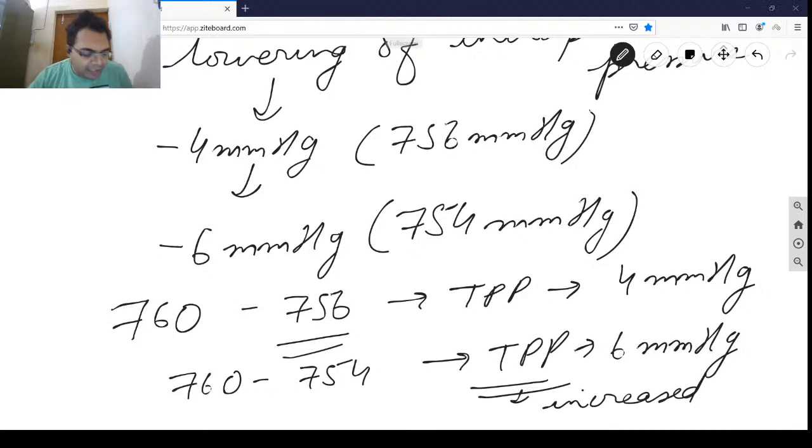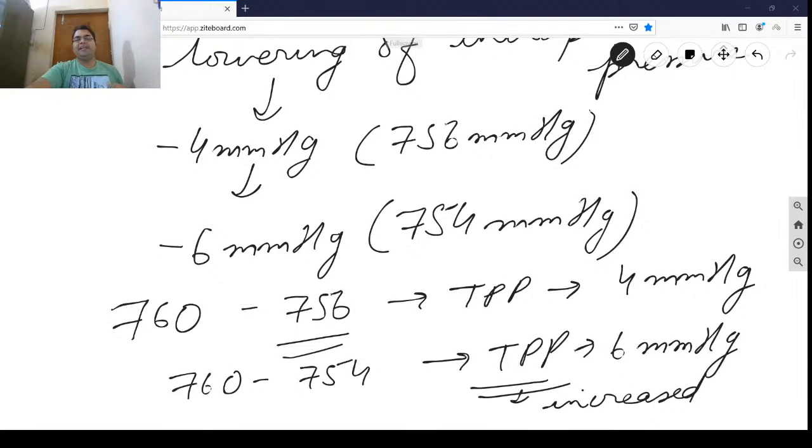Okay. Since TPP has increased, what does it mean? An increase in TPP during inspiration would lead to what? It would lead to more expansion of the lungs, as the force acting to expand the lungs, which is TPP, is now superior. Just understand this: it is now more than the inward elastic recoil exerted by the lungs.